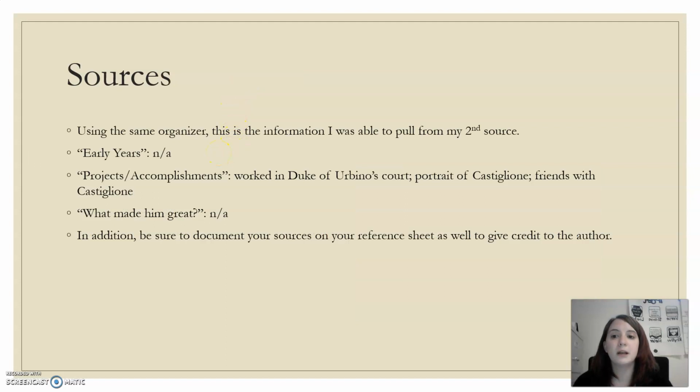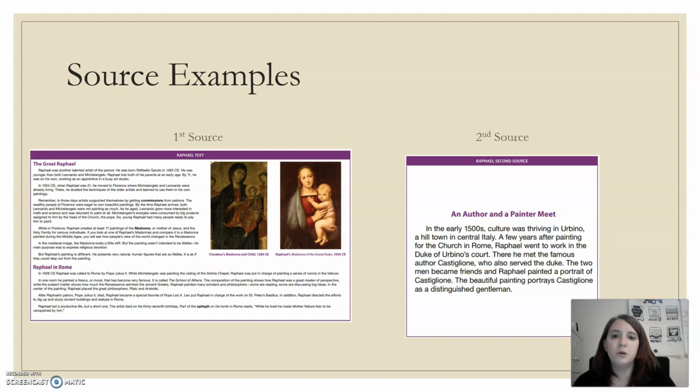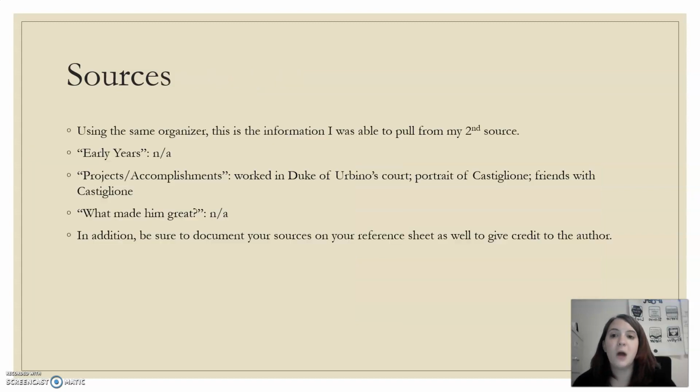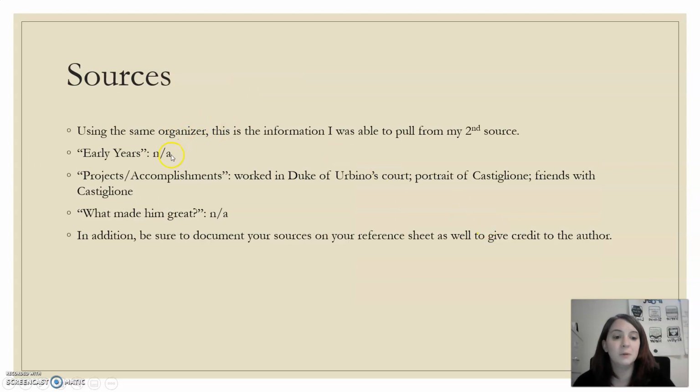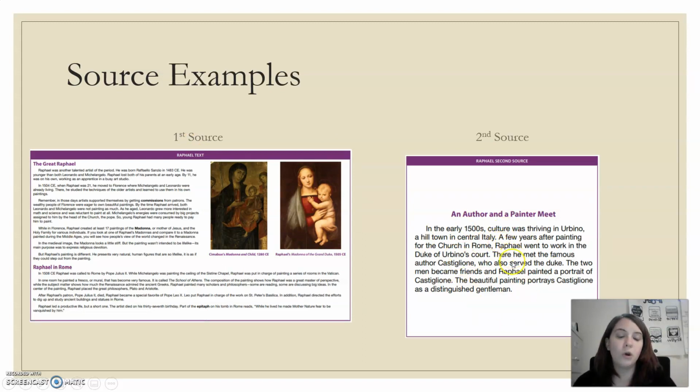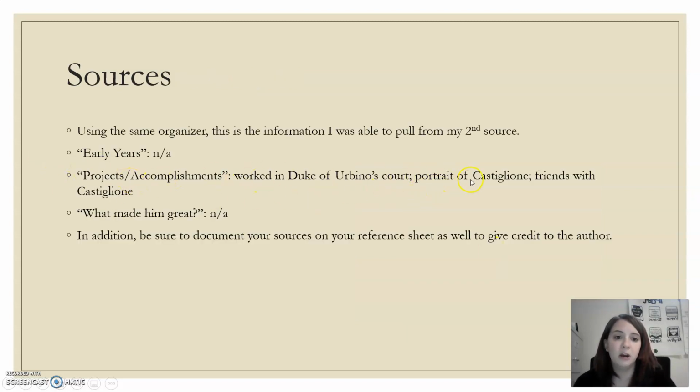You're going to use the same organizer that we've used before, where it talks about early years, projects and accomplishments, and what made him great. Now, if you notice, from my second resource there's really not much there. It's very, very brief, so I can't use it to fill in a lot of information. For early years, this didn't talk about his early years, so I can leave that with NA. It means not available. It means I can't fill that in. Same with what made him great. This is not telling one wonderful, amazing thing that happened to him, so it's not really something that's memorable. This is, however, telling about an accomplishment that happened in his life. That's why I'm able to put something here.